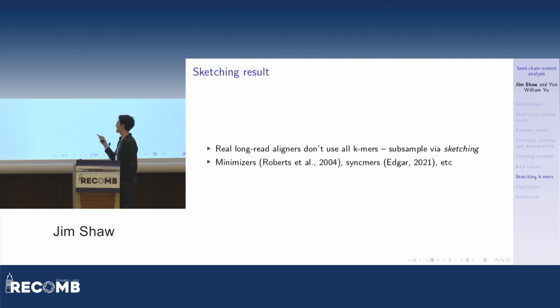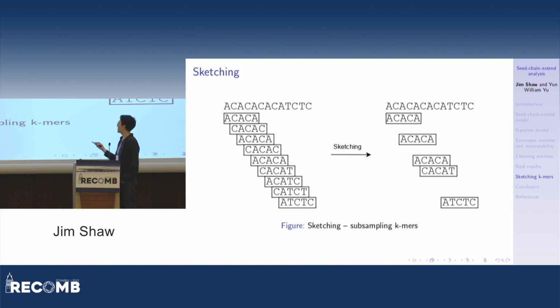The last thing I want to talk about is sketching. We talked about sketching earlier, which is fantastic, so I don't have to go too much into it. But real long-read aligners don't actually use all k-mers. They subsample the k-mers with sketching, and they use techniques like minimizers and syncmers that I won't get into. But this is what sketching looks like graphically. You just take a subset of the k-mers. They're overlapping, so you don't need all of them. So we just take a subset.